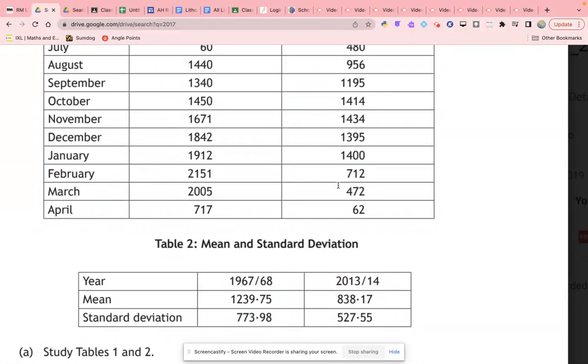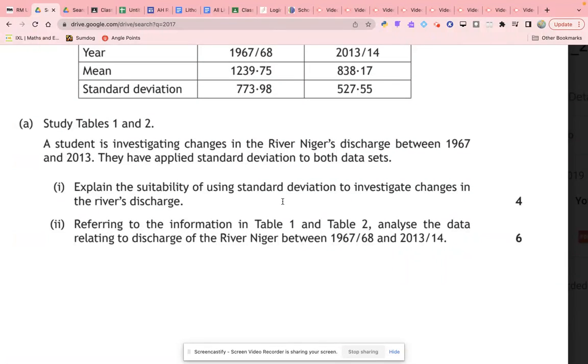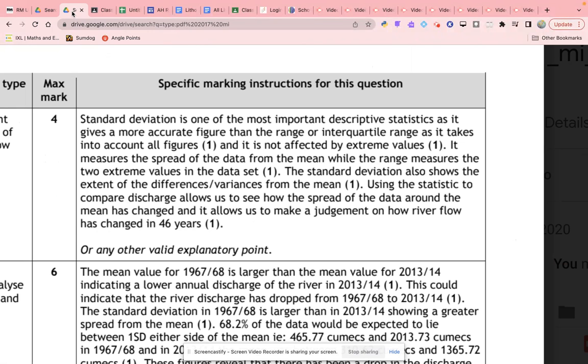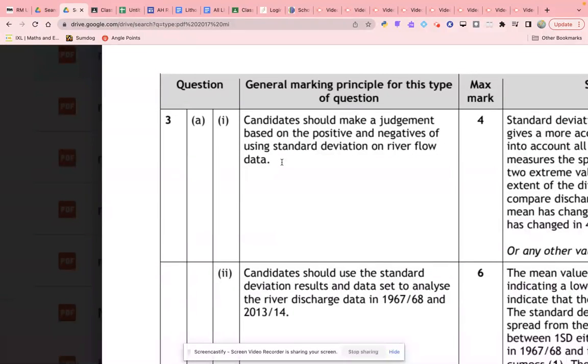Now let's actually think about answering this particular exam question here. Is this a suitable test to investigate the changes in rivers discharge? Well, here's the mark scheme the exam board gave that year when that question came up. And here's the kind of things they were saying. So is it suitable? Well, the first thing the exam board's interested in is they're looking for you, the student, to be able to make a range of positive and negative judgments in relation to the use of standard deviation as it relates to the variations in the river flow data.